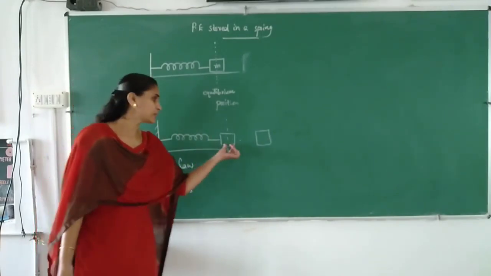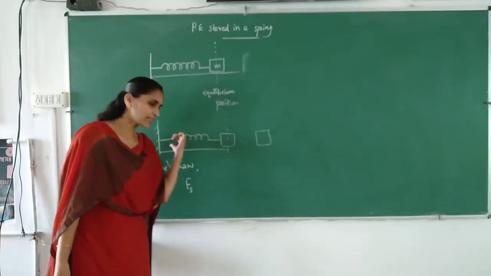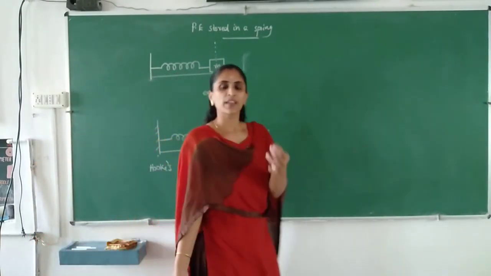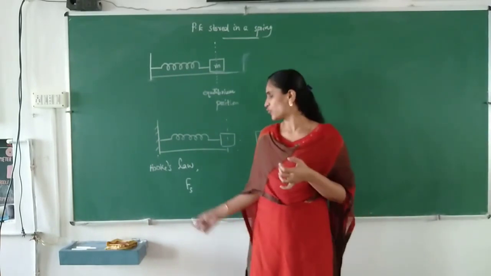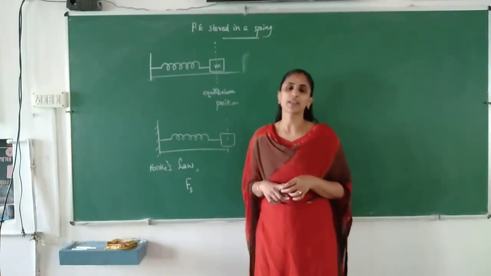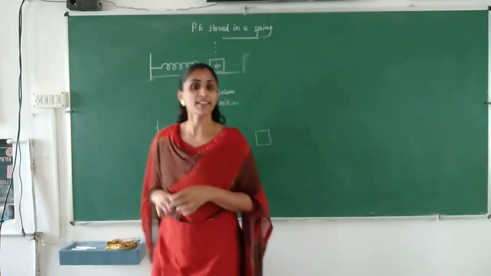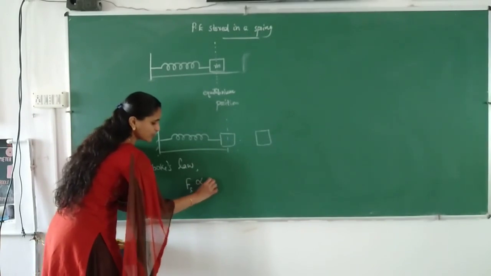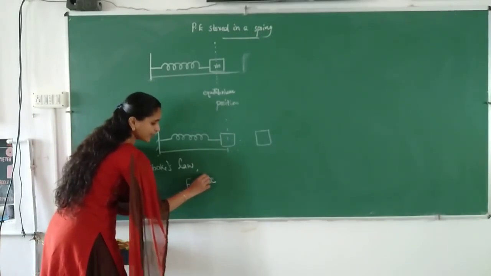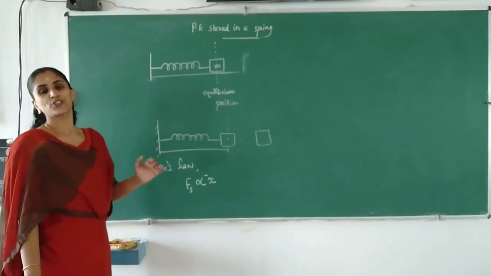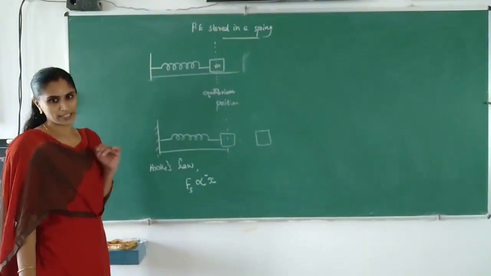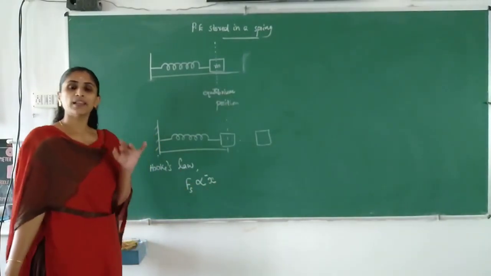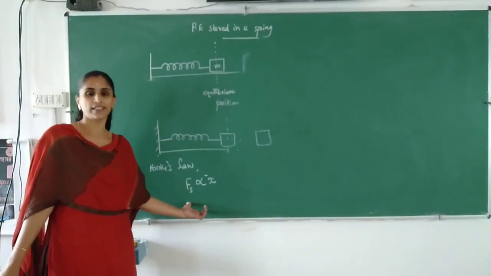If it is displaced more, more restoring force is needed to bring it back to its equilibrium position, and if it is displaced less, less restoring force is needed. Whether it is compressed or stretched, from the equilibrium position, this restoring force is directly proportional to displacement and acts in a direction opposite to the displacement. That is given by Hooke's law. It was the experimental observation of Hooke.